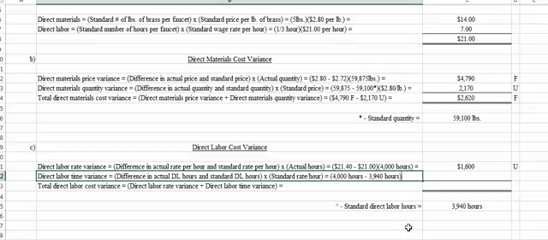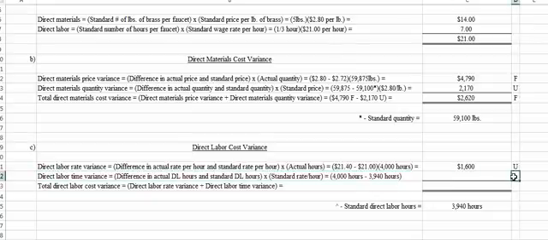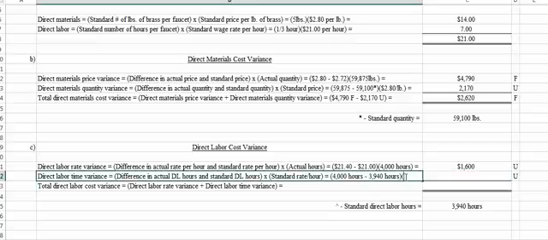So, is it going to be favorable or unfavorable, you guys? Well, the actual time spent was 4,000 hours. The budgeted or standard time for producing 11,820 faucets was only 3,940 hours. So we went over budget, right? We used more direct labor hours than we expected, so that's going to be unfavorable. And then here we're going to multiply by the standard rate per hour, which was $21 per hour.